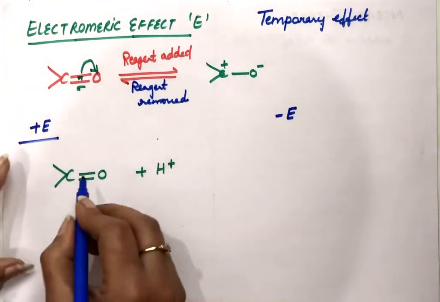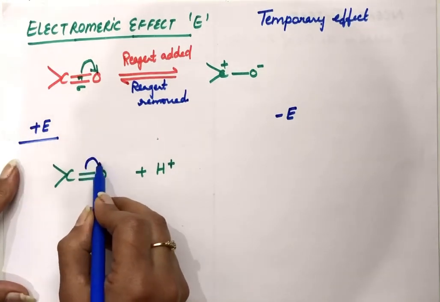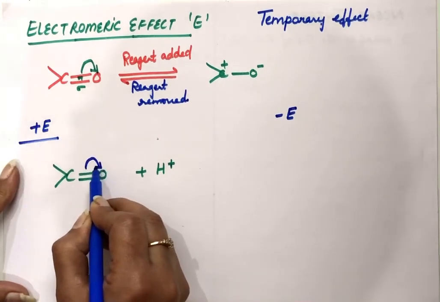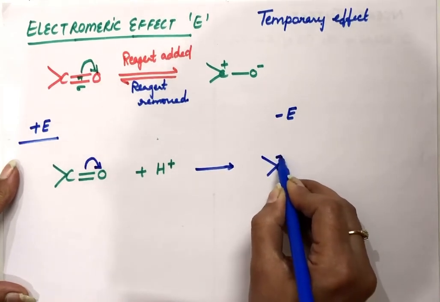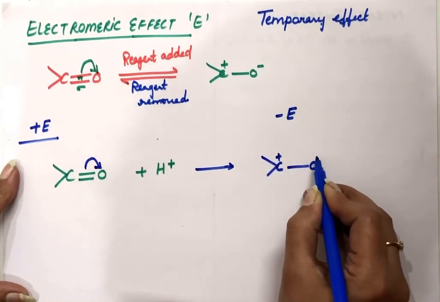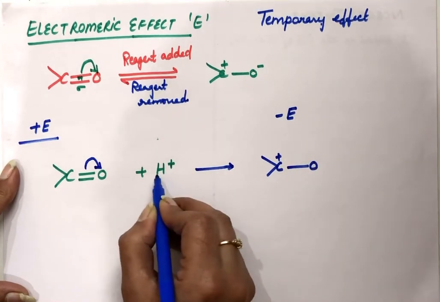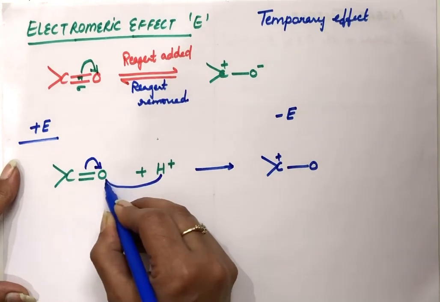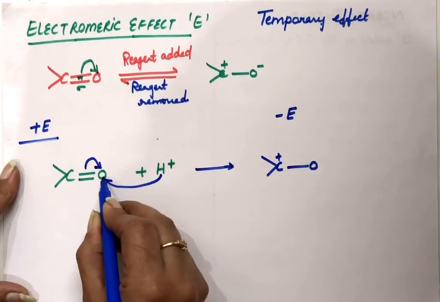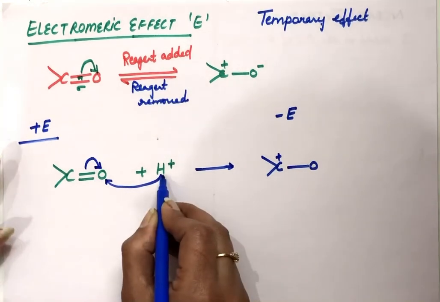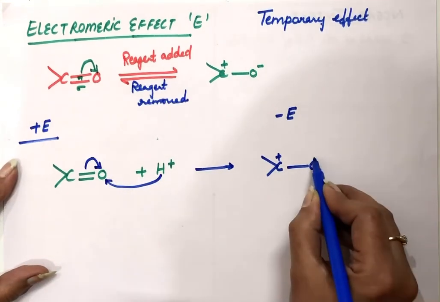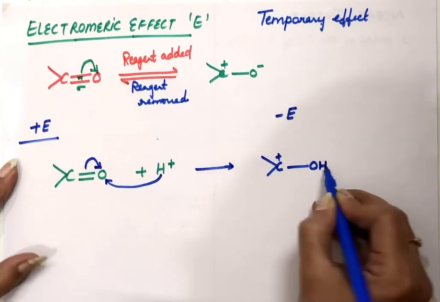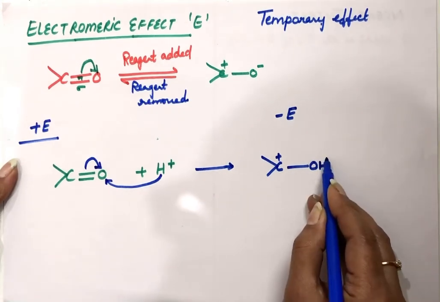Now O is more electronegative. Electrons of the pi bond are moved to this oxygen. As a result of this, the carbon gets a positive charge and this O gets a negative charge. Negatively charged oxygen is pulling this H plus. That means this H plus will attack this oxygen, because oxygen will have electrons and this H plus is deficient in electrons. So O negative and H plus, this becomes OH. Negative and positive charge will neutralize.